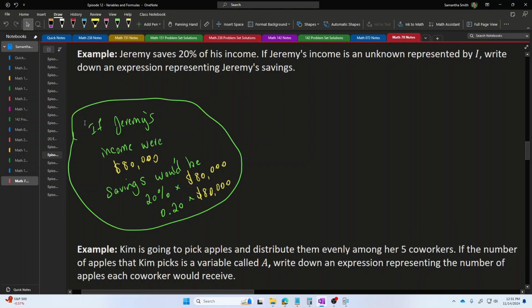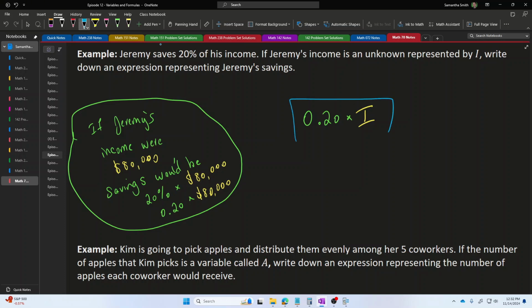But I don't know Jeremy's income, and it can change from year to year anyway. So if I wanted to set up an expression that I could use later on to calculate Jeremy's savings when I had more information about it, I could write down 0.20 times whatever his income is in that moment. I would perform the same activity. I would still do 0.20 times his income. I just have a letter there, I, to represent the fact that I don't know his income right now.